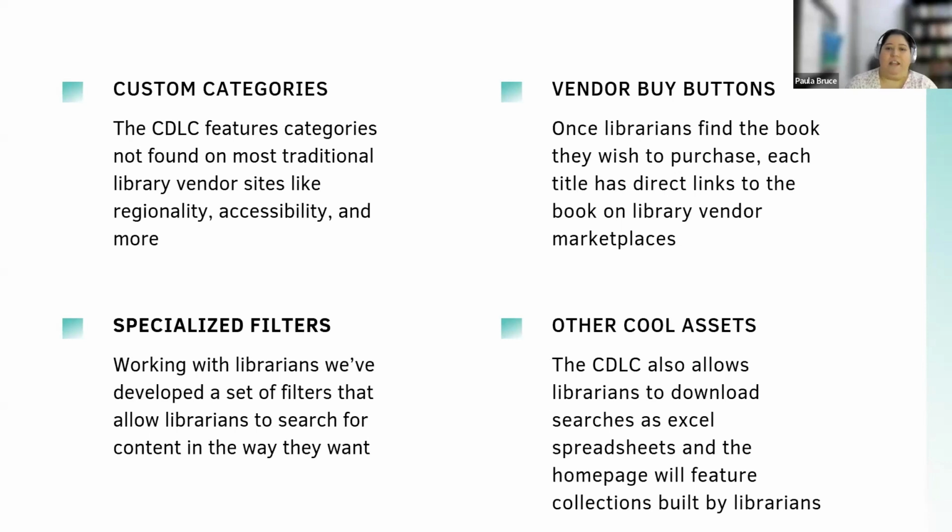Next, the CDLC will have, and it does have, specialized filters. Working with librarians, we've developed a set of filters that allow librarians to search for content in the way they want. Once they've narrowed down the category in which they want to search within, they will be able to filter down to get exactly the title they need. One of the most important features of the CDLC is the vendor buy buttons. Once librarians find the book they wish to purchase, each title has direct links to the book on library vendor marketplaces. We have buy buttons for most major vendors like Overdrive, Hoopla, EBSCO, DeMarc, and Palace.